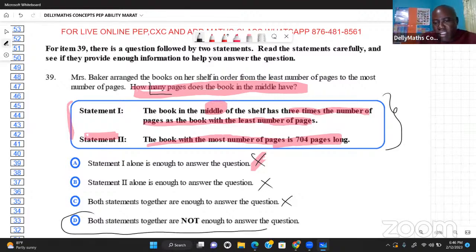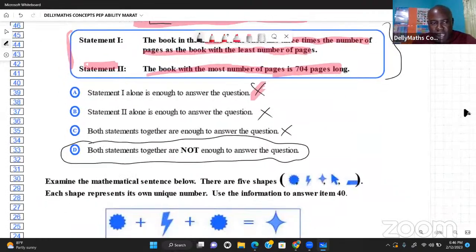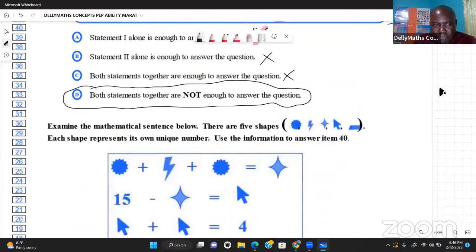D is the answer. There is not enough clue for you to tell how many pages the one in the middle has. We don't even know how many books are there, much less the one in the middle. We don't know that. So, I mean, enough information isn't there. Grab D and go. D is the answer.